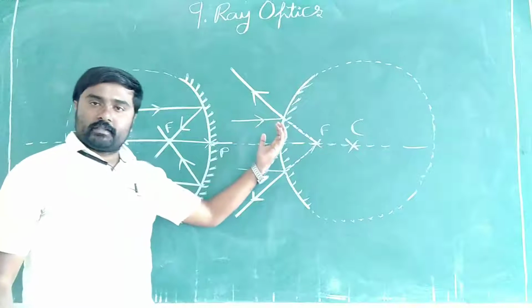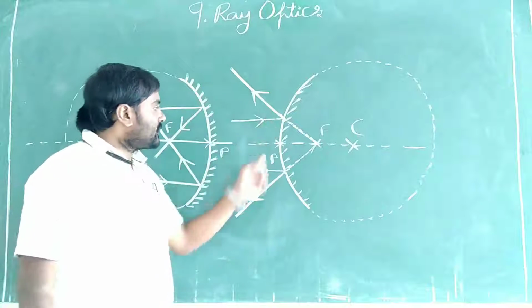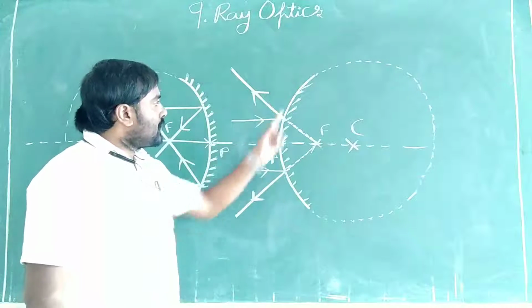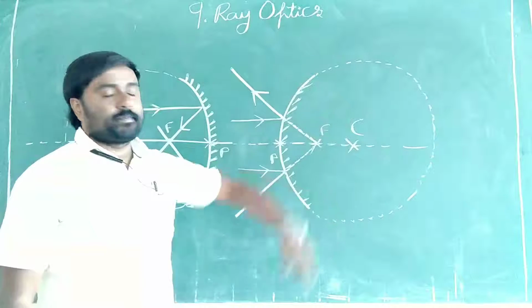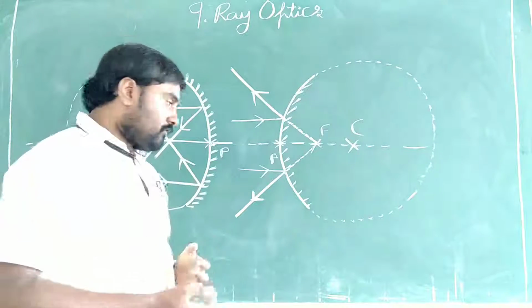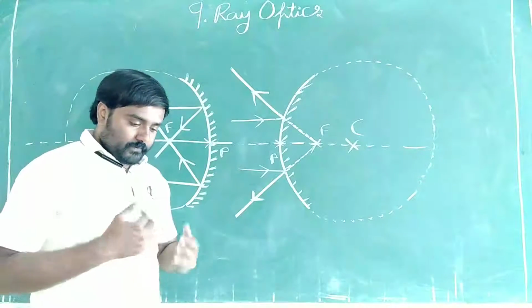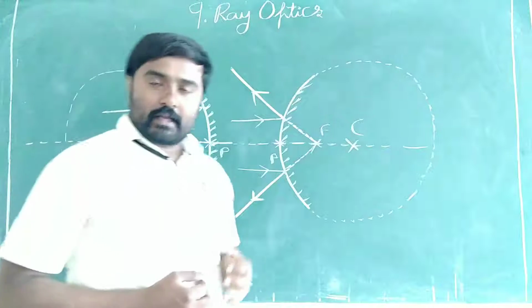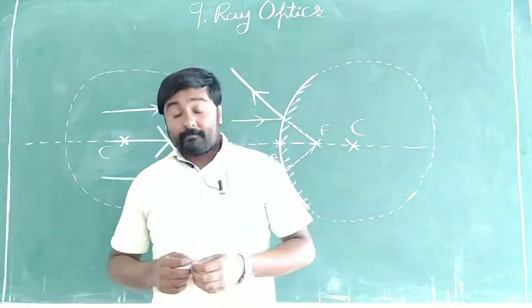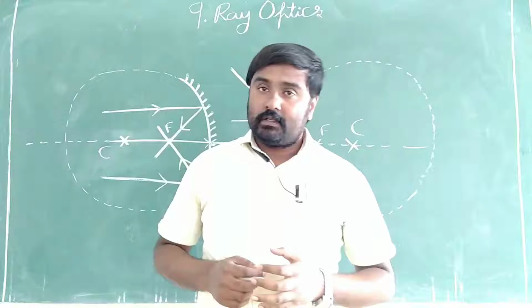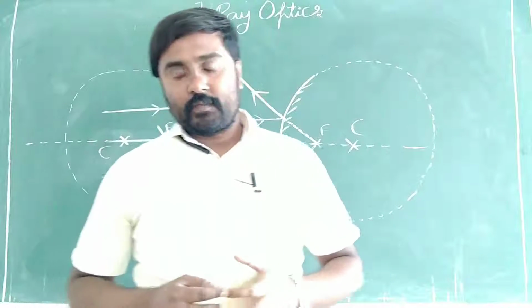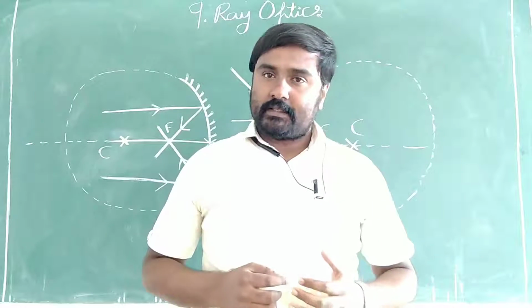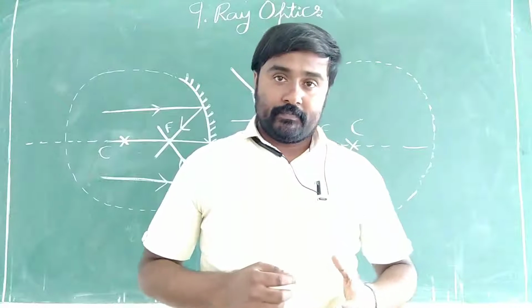If the light gets reflected from the outside surface of a part of a hollow sphere, that is called convex. Okay, the next very important topic is the new Cartesian sign conventions used in spherical mirrors.